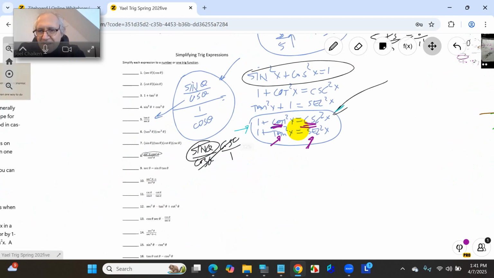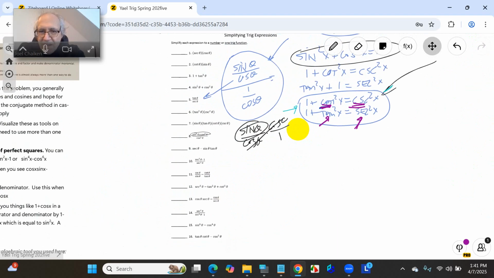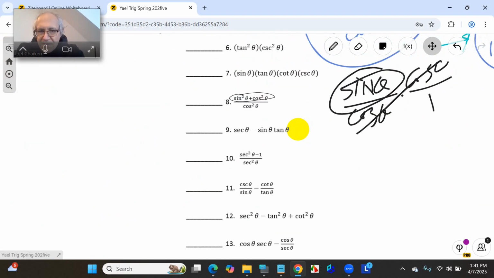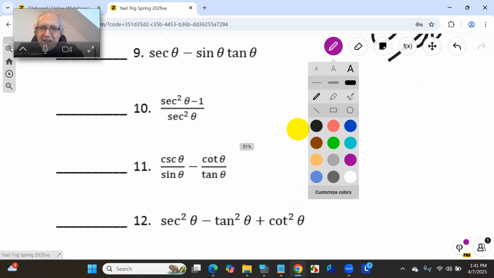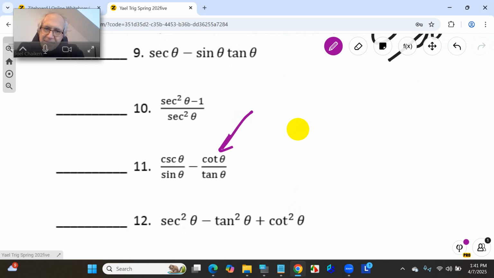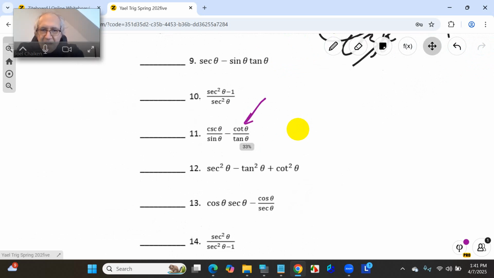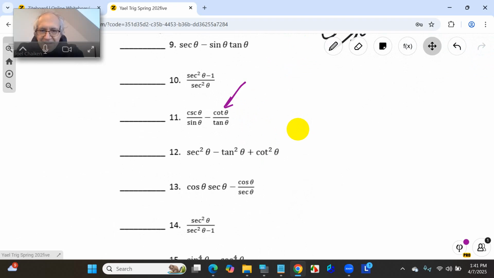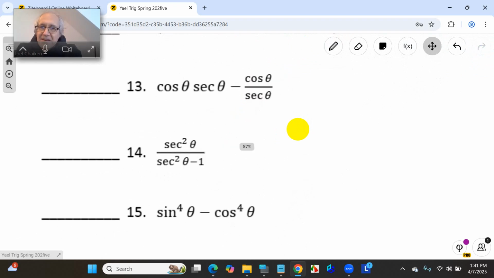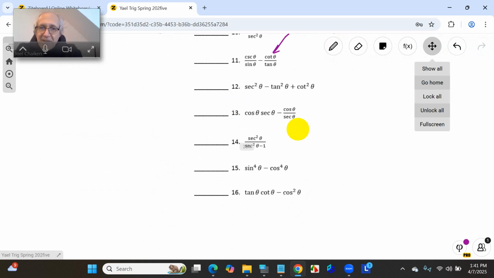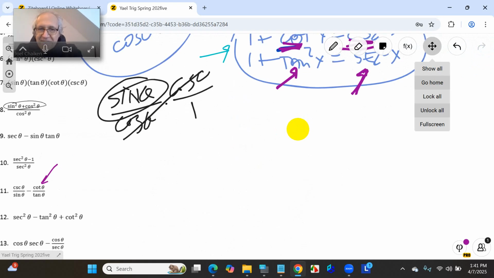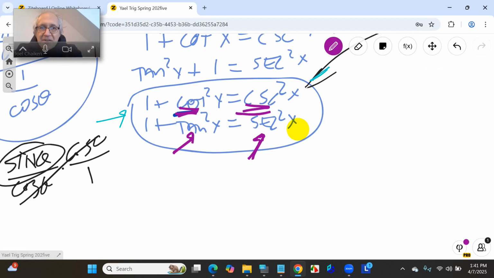Now, the Pythagorean identities are very useful. Here's one where there's a pretty good chance you can, I'm not sure if you have to add fractions. Cotangent divided by tangent may simplify. Something like this is reeking of a Pythagorean identity. Something like this, secant squared theta minus 1. So on your paper, you're going to have 1 plus tangent squared theta equals secant squared theta.